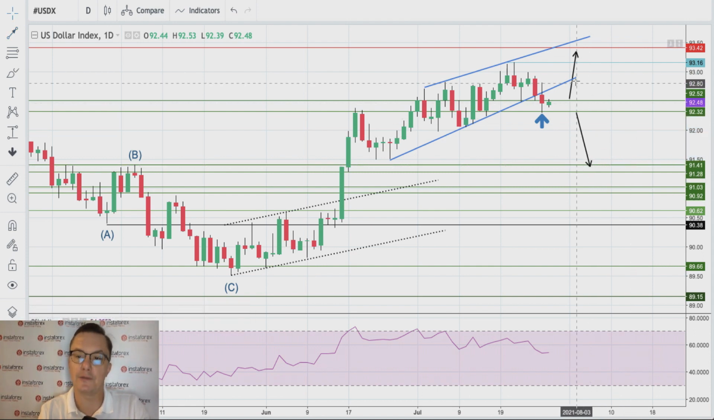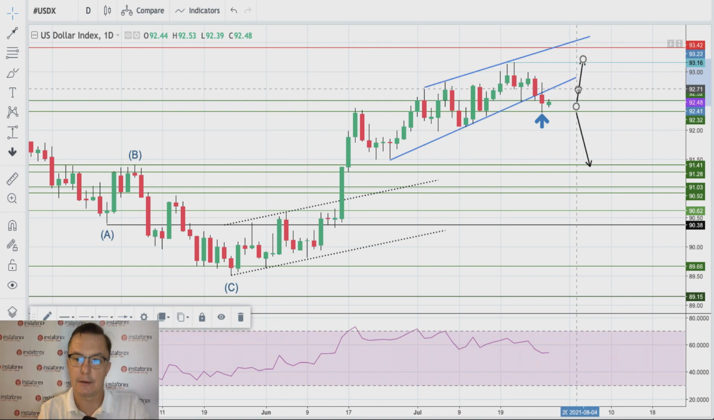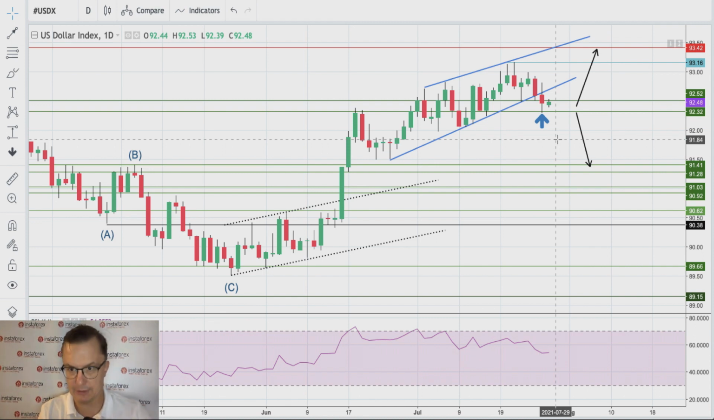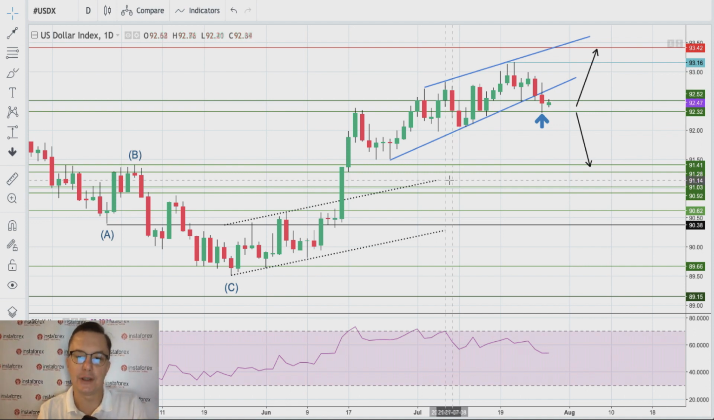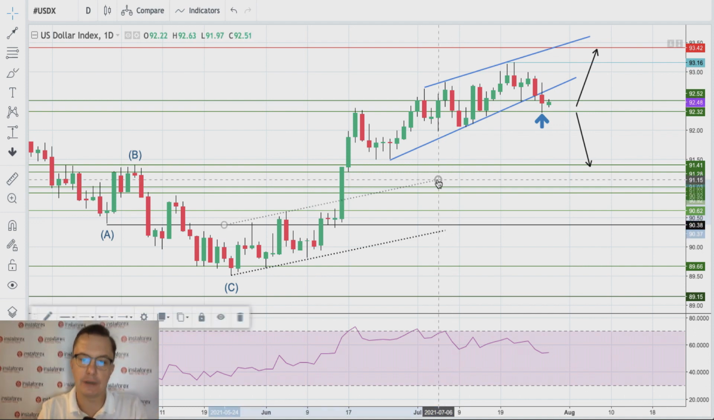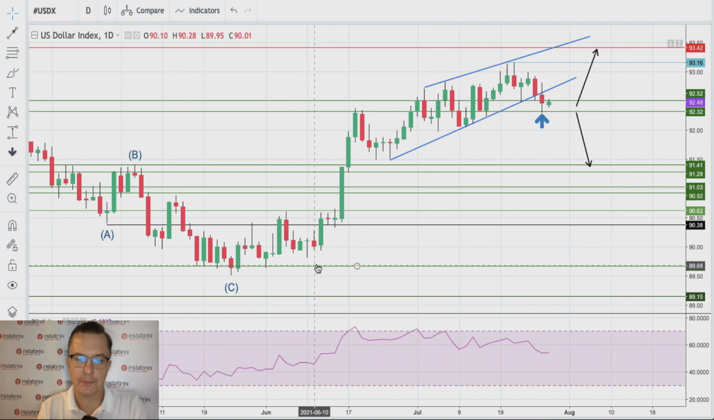91.41. So everything is about the market reaction to today's FOMC interest rate decision and to the level of 92.32. If this level is violated, then definitely the ending diagonal is over and we are quickly going lower towards 91.41. This is the first target for the price. We can remove these two lines here, no longer necessary for our analysis.